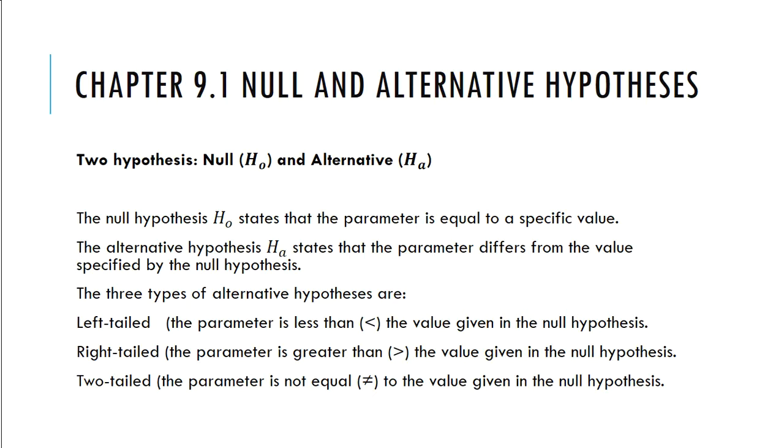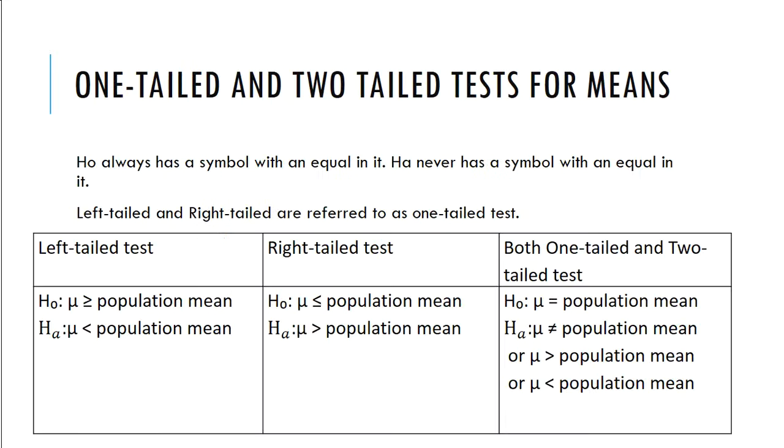There are three cases for your alternative hypothesis. It can be left-tailed, which is a less than scenario, where the parameter is less than the given value in the null hypothesis. It can be right-tailed, where the parameter is greater than the value given in the null hypothesis. And it can be two-tailed, where the parameter is not equal to the value given in the null hypothesis.